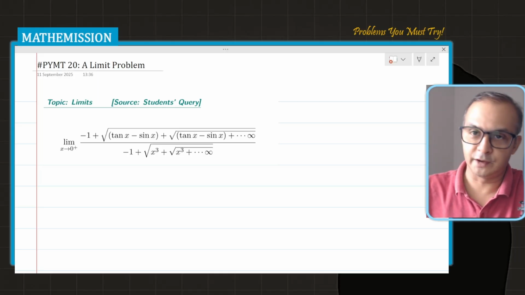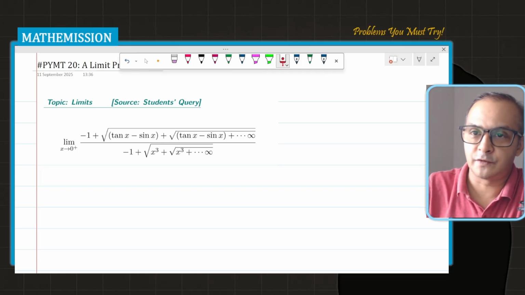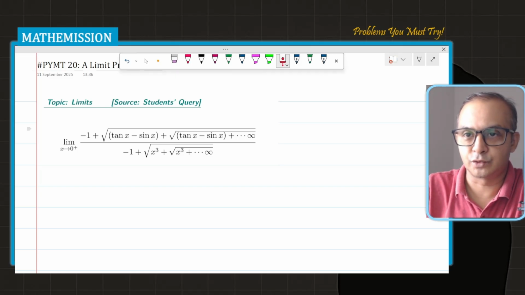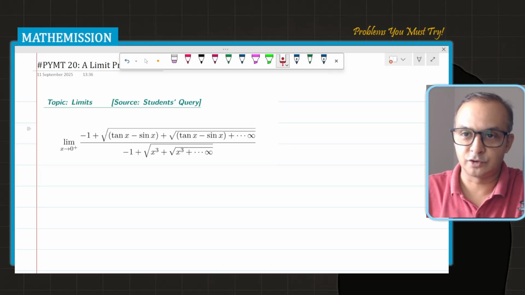We have to evaluate this limit, x approaches 0 plus, of the function given as -1 plus the square root of tan x minus sin x plus the square root of tan x minus sin x, and so on. There's a nested function there up to infinity, and the denominator is also of the same structure, with x cubed.